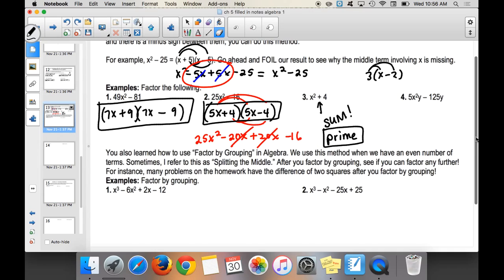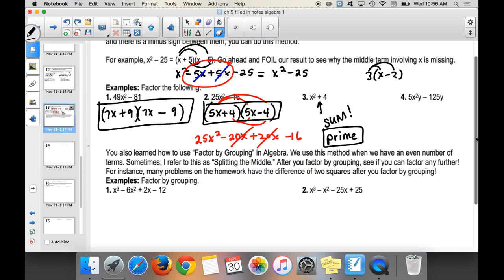All right, so this next one involves both things that we've learned so far. So first, do you see that there is a GCF? We always look for GCFs first. That's the first thing we learn with factoring. What do they both have in common? They have a 5. How about x's and y's? Anything?